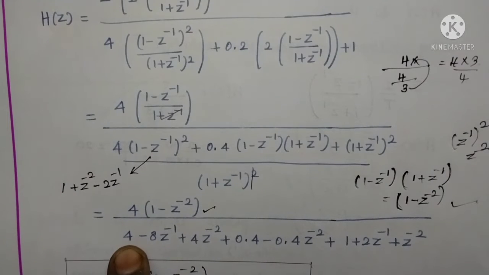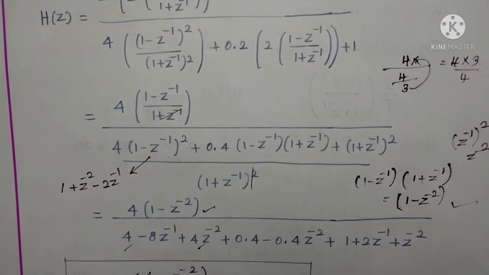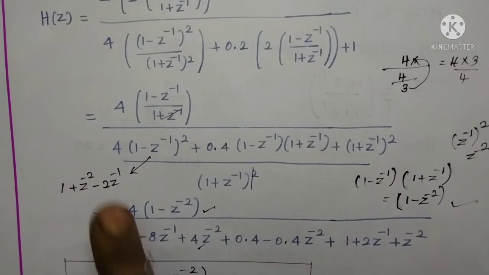So 4 into z power minus 2, here we have 4 z power minus 2.